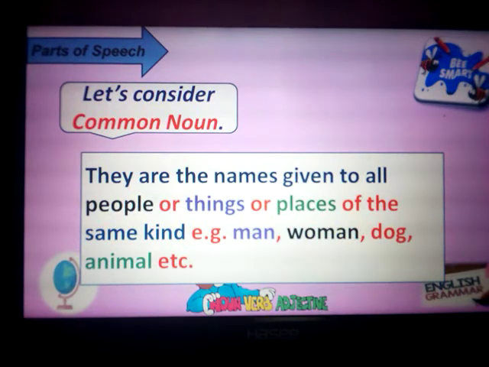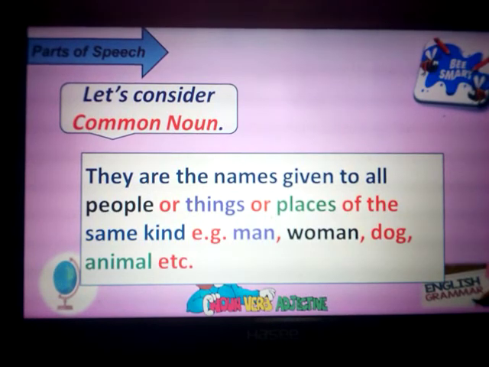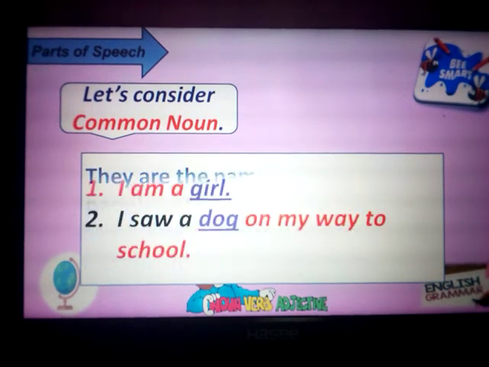Now let's look at common nouns. They're the names given to all people or things or places of the same kind, e.g., man, human, dog, animal. We can say general names. A dog is a dog anywhere you're going to work. I don't want to know the kind of dog it is, right? A man is a man, a human is a human. Good. An animal is an animal.